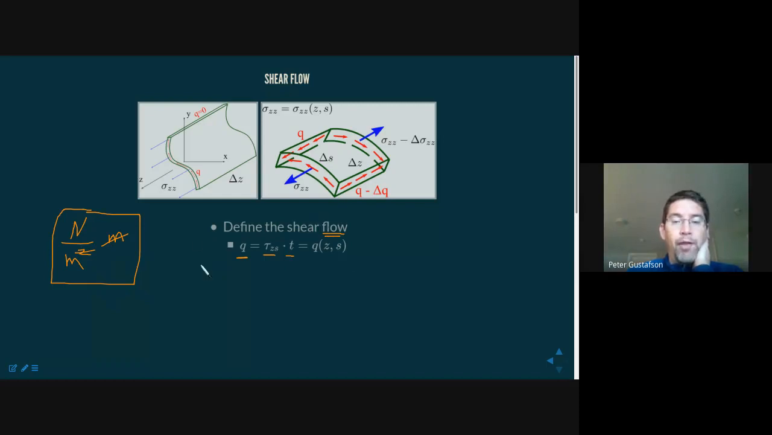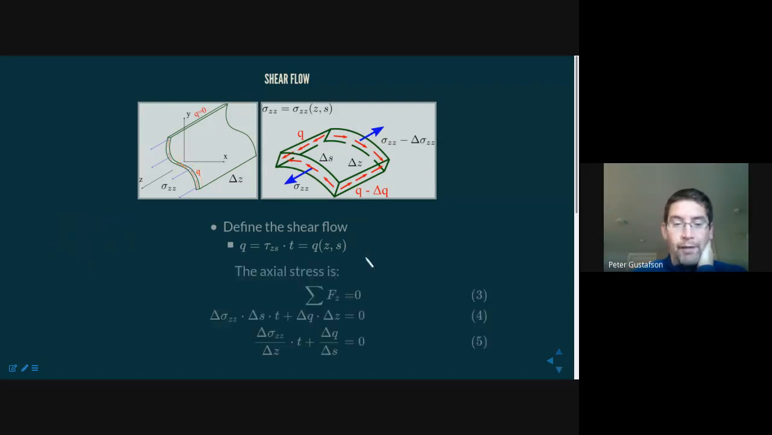So part of the reason why this definition is useful is because now we can define a force per unit length along the length of our section within the cross section. It will make for a more convenient integration later, and we can get away with this because we're making the assumption that this stress is constant over the thickness. We'll get back to this idea of it being a flow in later slides, so keep that in the back of your mind as we continue to talk about this.